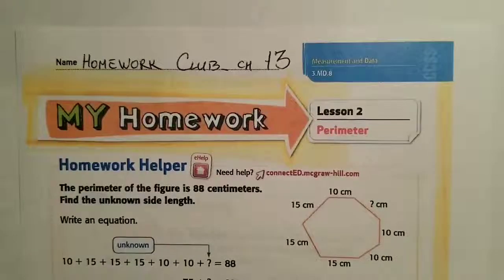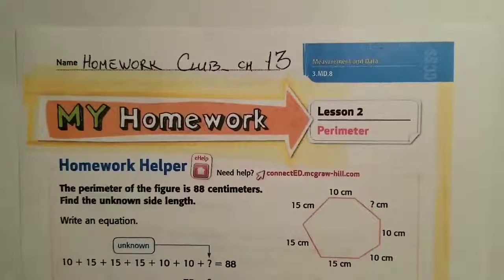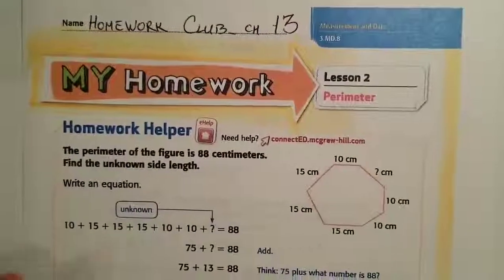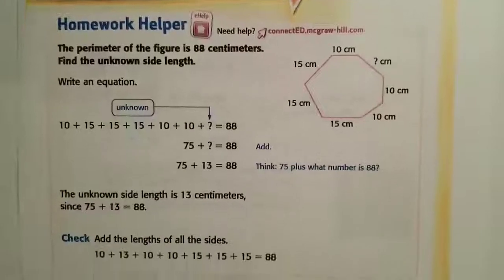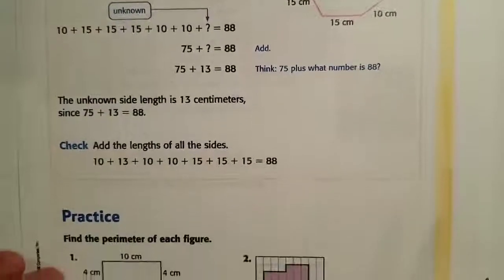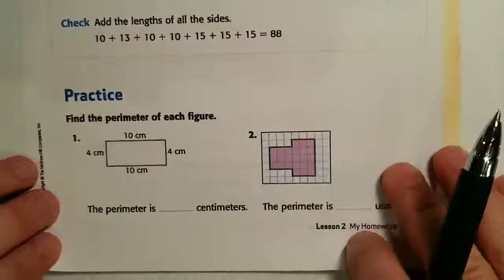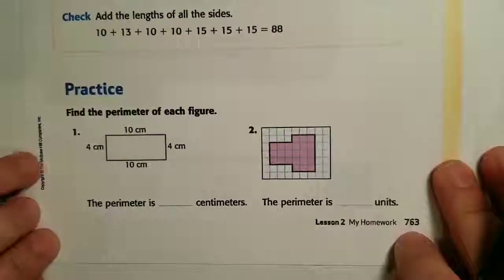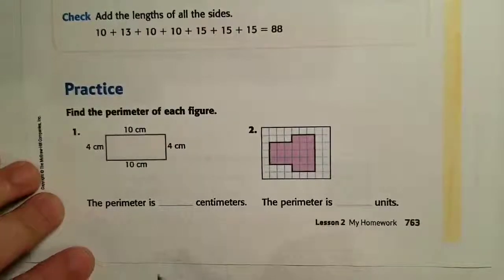We are on chapter 13, lesson 2, and the subject is perimeter. Please study the homework helper section on your own time. It has a good example in there, but for me, I'm going to jump right into solving the practice sections. All right.